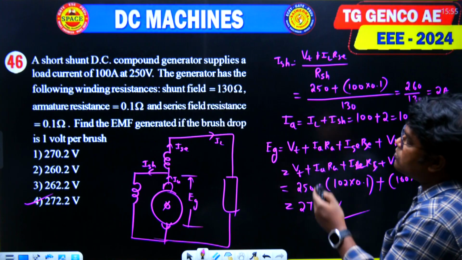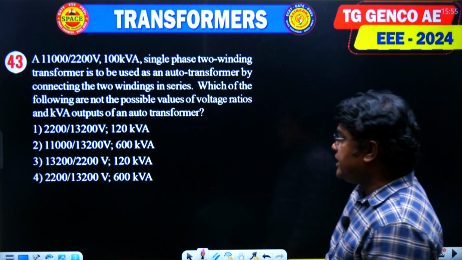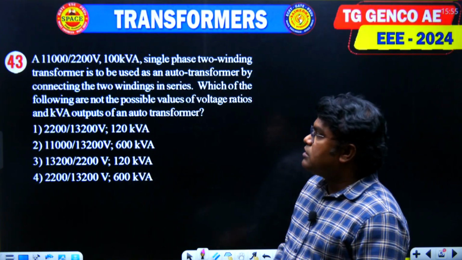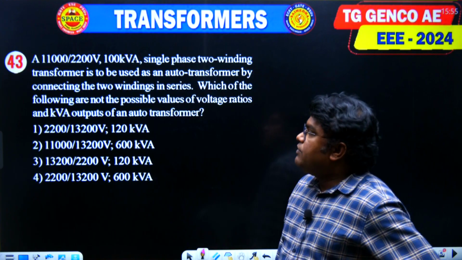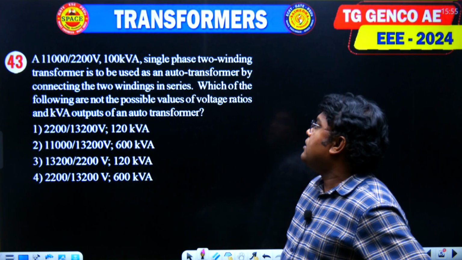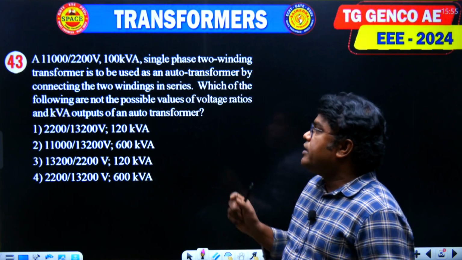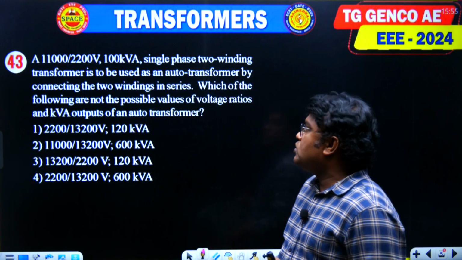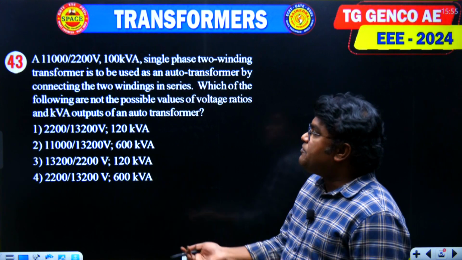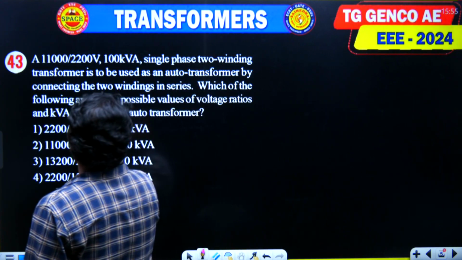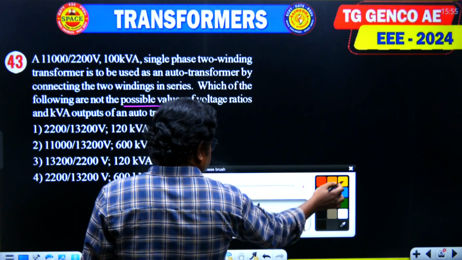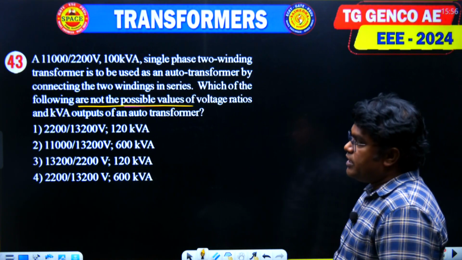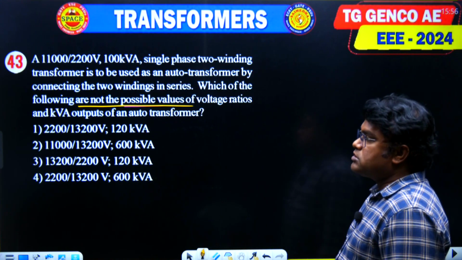And next one, let us solve question number 43. This question belongs to the transformer. A 11,200 upon 100 kVA single phase 2 winding transformer is to be used as an auto transformer by connecting the 2 windings in series. Which of the following are not possible values? This point is very important. Which of the following are not possible values of voltage ratios and kVA output of the auto transformer?